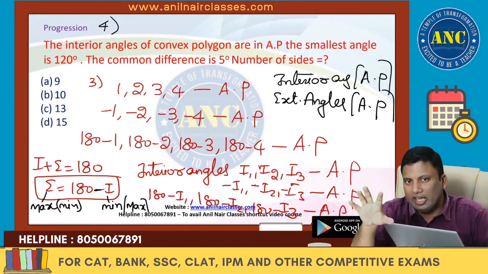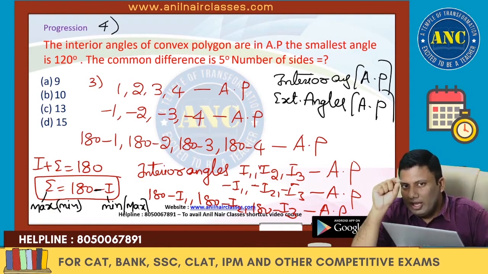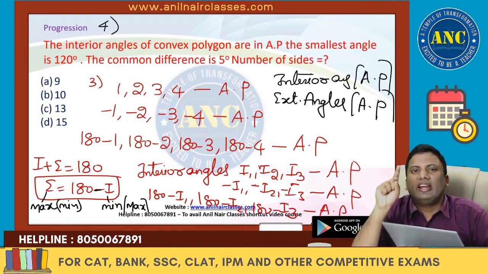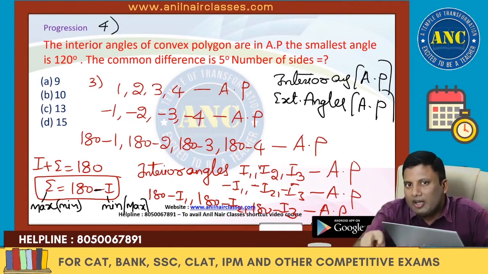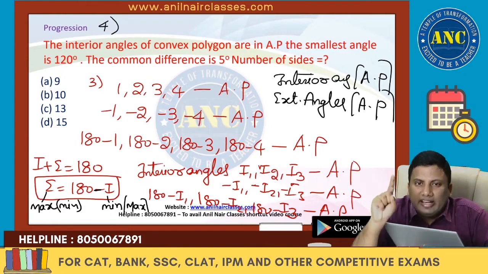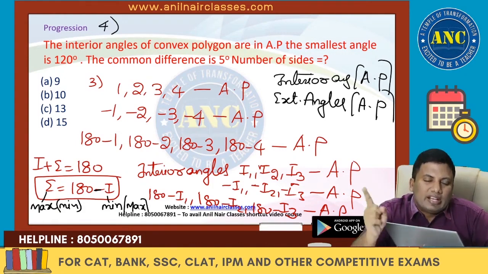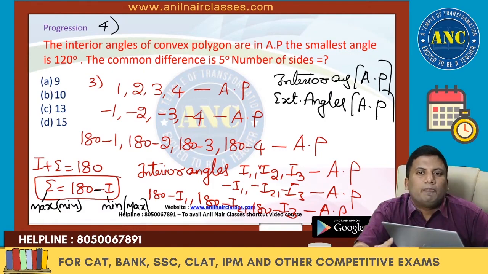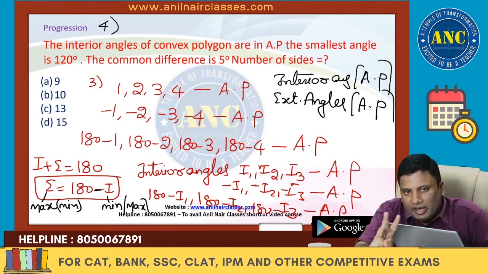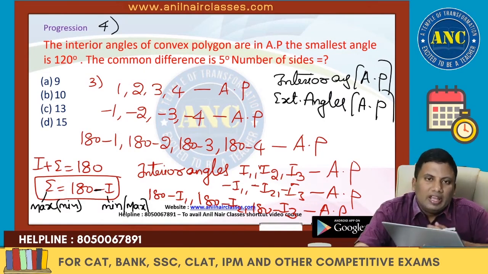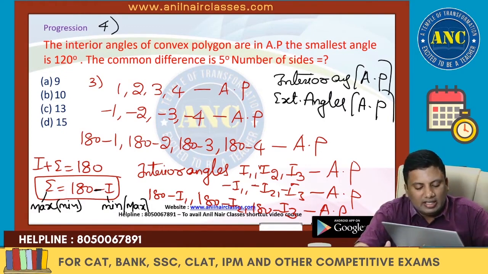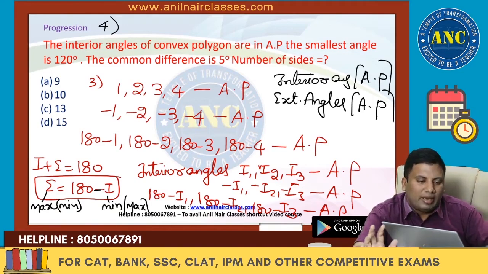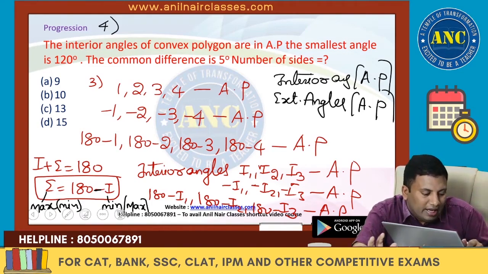Again, important key points. Interior plus exterior angle in a convex polygon is 180 degrees. Point number 1. Point number 2, if the interior angles are in AP, exterior angles are also in AP. Point number 3, if the interior is maximum, exterior is minimum. If the interior is minimum, exterior is maximum. These 4 key points are enough. You don't need any formulae.